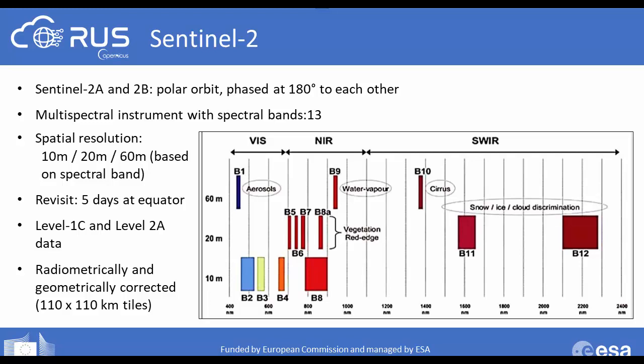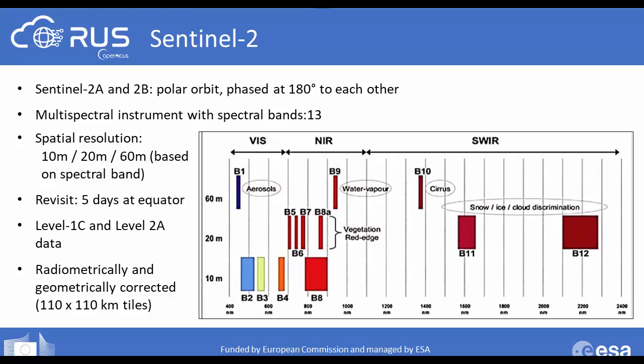The repeat frequency is 5 days, and the revisit time decreases from 5 days at the equator to less than 1 day at high latitudes. This is, of course, for the constellation of two satellites. So for a single satellite, the repeat frequency would be 10 days.